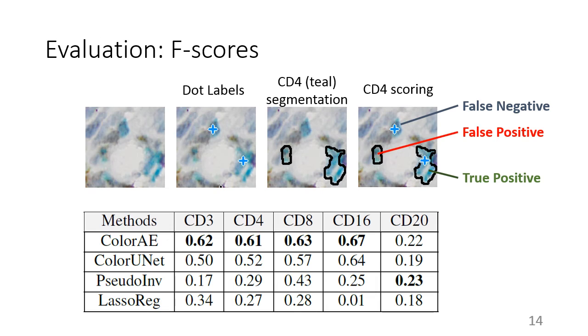For quantitative evaluation, we calculate the F-score of the segmentation results. The ground truth is the dot annotation. A dot is counted as true positive if it intersects with a predicted component of the same label. Otherwise, it is counted as a false negative. And false positives are predicted components that do not intersect with any dot of the same label. The table shows the F-scores with ColorAE have the highest scores in almost all classes.